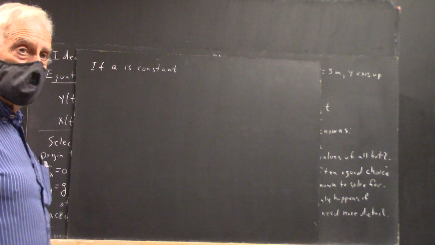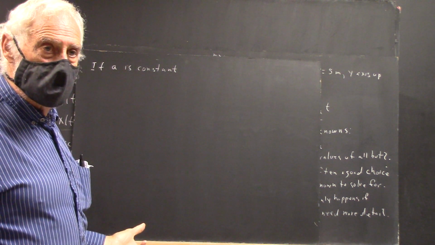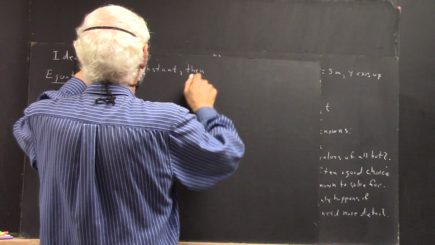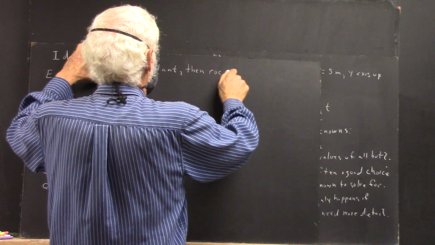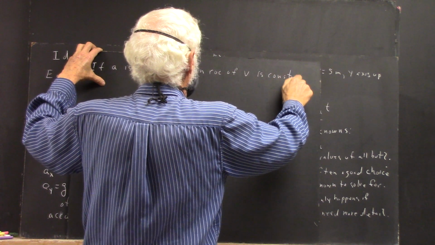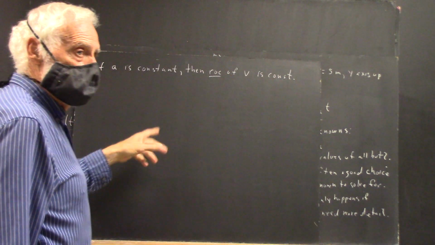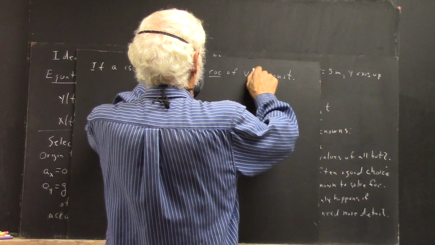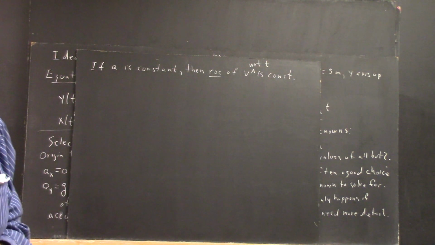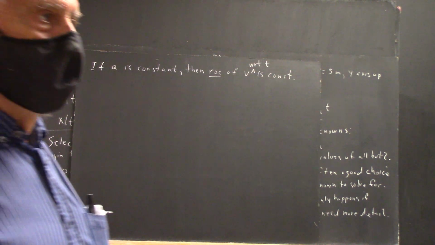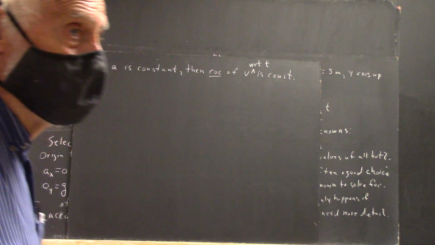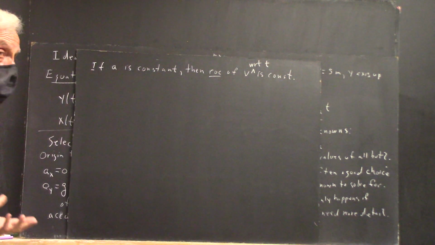We have constant acceleration. What's that mean in terms of motion? ROC stands for rate of change, and implicitly rate of change of V with respect to T. How do you write the rate of change of V with respect to T? Think about that for a second, and I'm going to write it down.